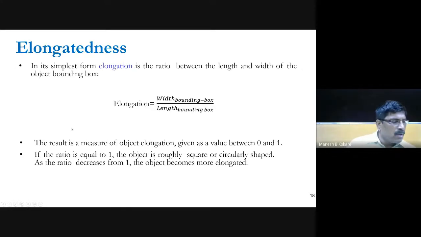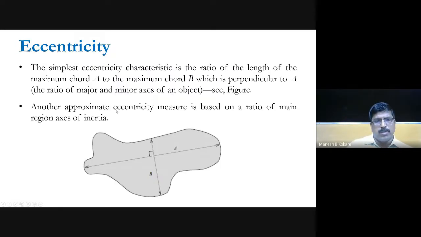Right. Then elongatedness is the next one. I hope that you have understood what eccentricity is. Eccentricity is nothing but the length of the maximum chord A and the perpendicular chord B. You are just taking the ratio of that, right?